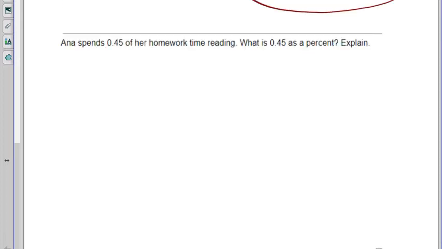Oh, Anna spends 45/100ths. Did you hear how I read that? 45/100ths of her homework time reading. And we want 45/100ths as a percent. Percent per 100, percent per 100. See if you can do that.